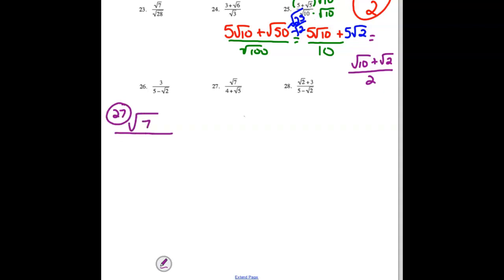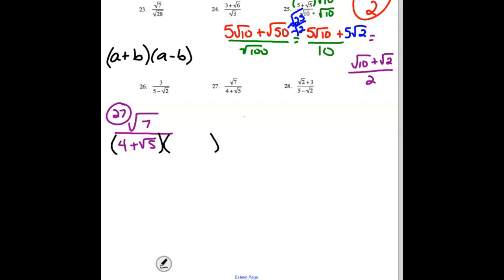I'm going to give myself a little more space here. So for question 27, to rationalize it when it has 2 pieces to the denominator, we have to use something called the conjugate. Conjugates have the same pieces, but opposite signs. So a plus b and a minus b are conjugates of each other.